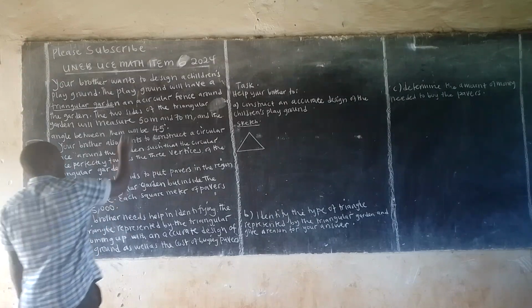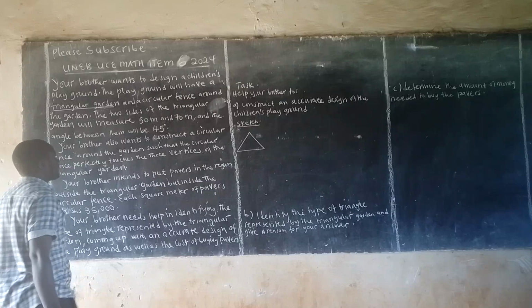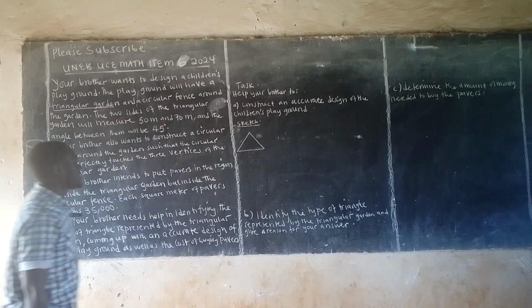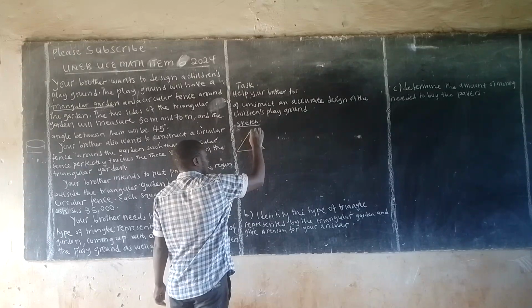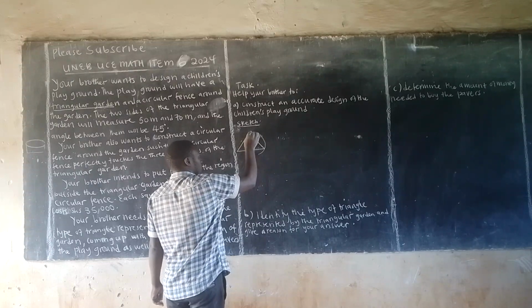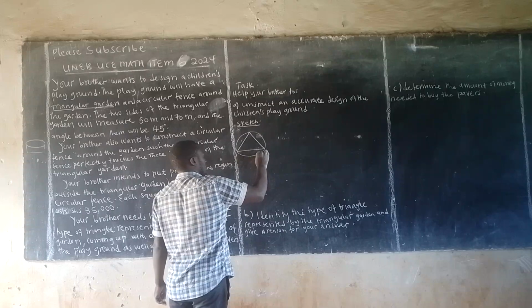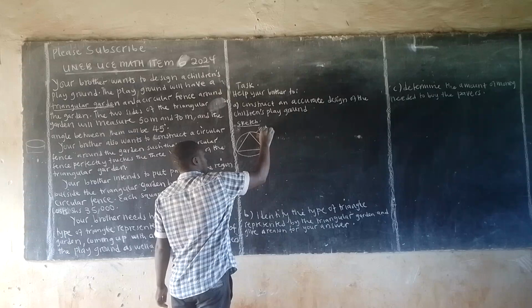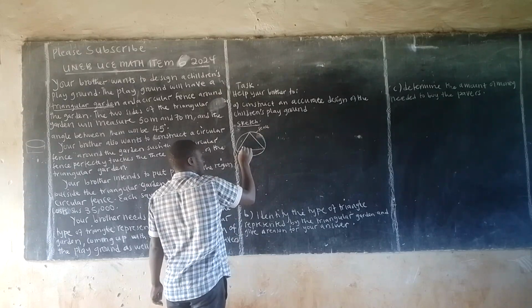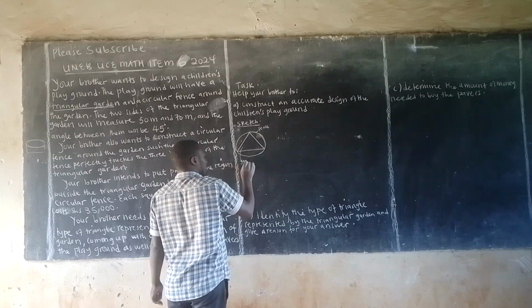Triangular garden, and a circular fence around the garden. So this one here is a fence, like this. This one here in the middle is a garden.